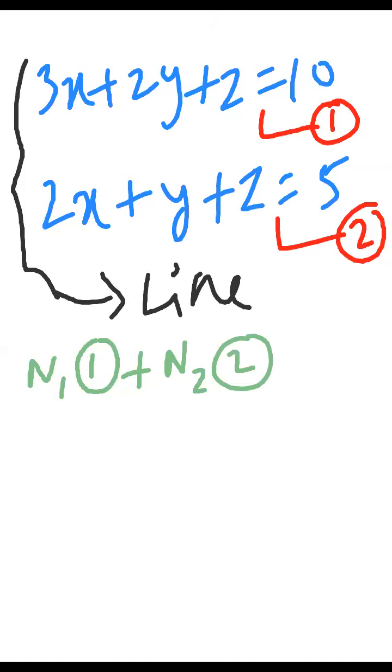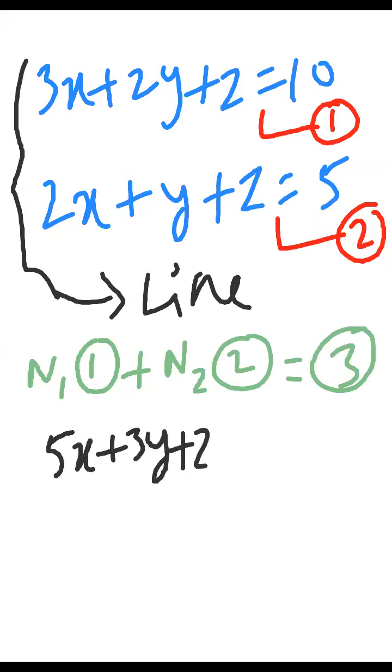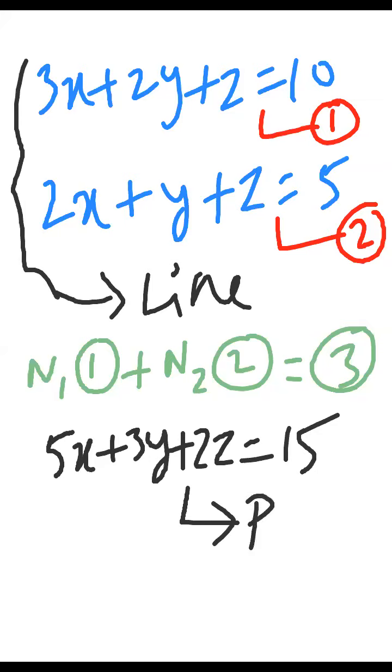I am going to form a new equation, the third equation, that is a linear combination of these two equations. Once I form that equation, what happens? Say for simplicity, I take n1 and n2 as 1. Then I get 5x plus 3y plus 2z is equal to 15. Now this will give you one plane, because this is a simple equation. It has three variables, so in the simple sense, it will give you a plane.